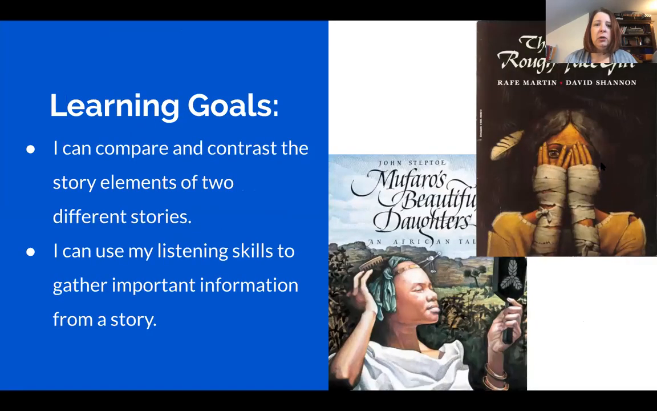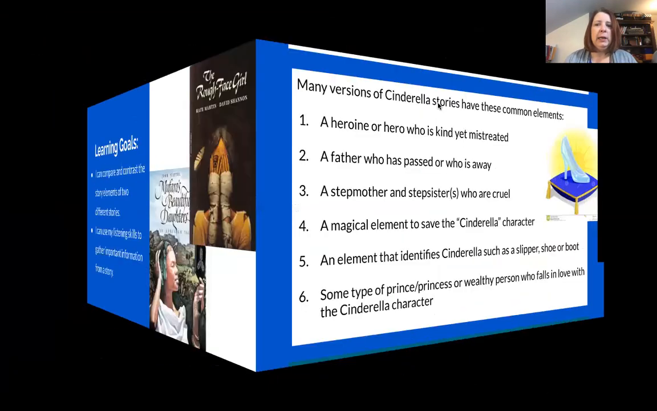So if you look at our learning goals, we're going to compare and contrast the story elements of both of these stories, just like you did when you read If the Shoe Fits. But this is going to be different because you're going to use your listening skills to gather important information from the story. So you're really going to be listening carefully for those Cinderella elements. Well, what are we talking about when we say the Cinderella elements? Well, this is what we're talking about right here.